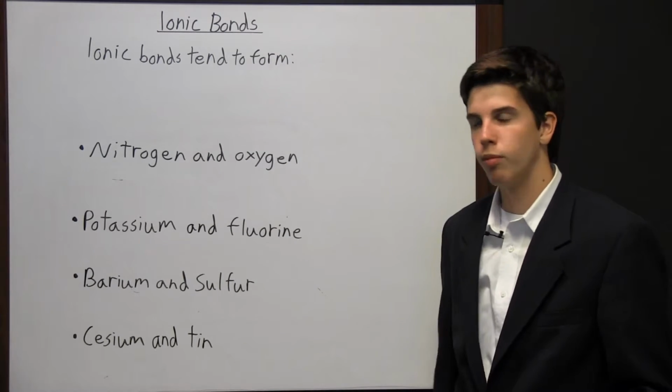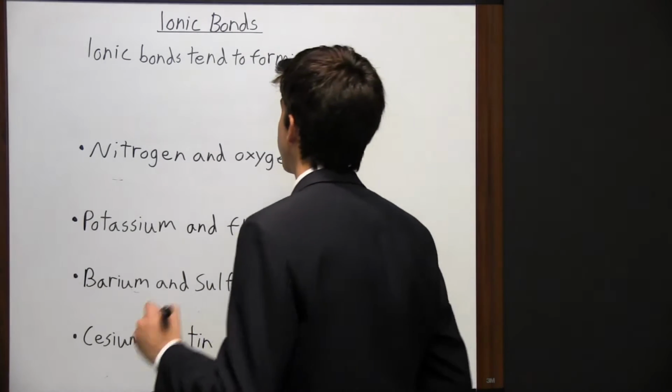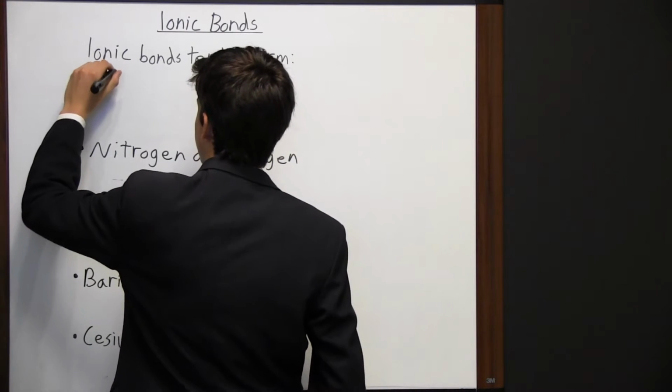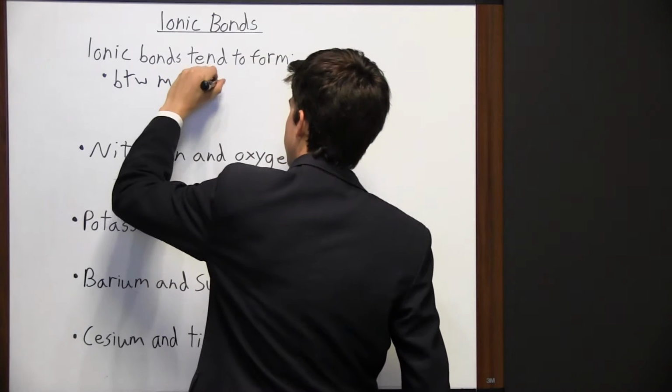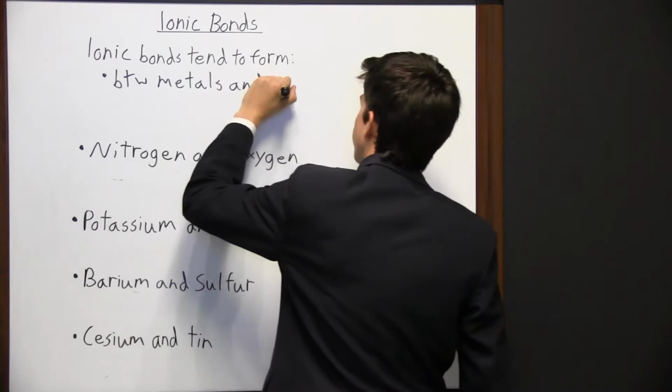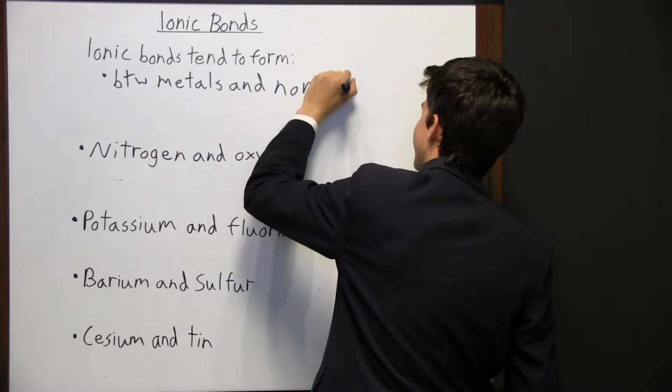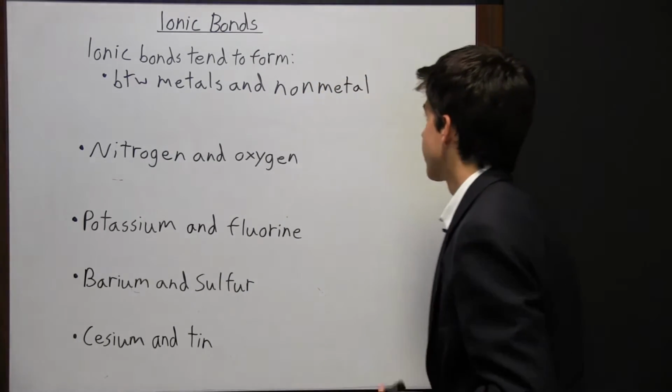Ionic bonds tend to form under two certain criteria. The first is that ionic bonds tend to form between metals and nonmetals. So if you have two elements and one's a metal and one's a nonmetal, an ionic bond is likely to form.